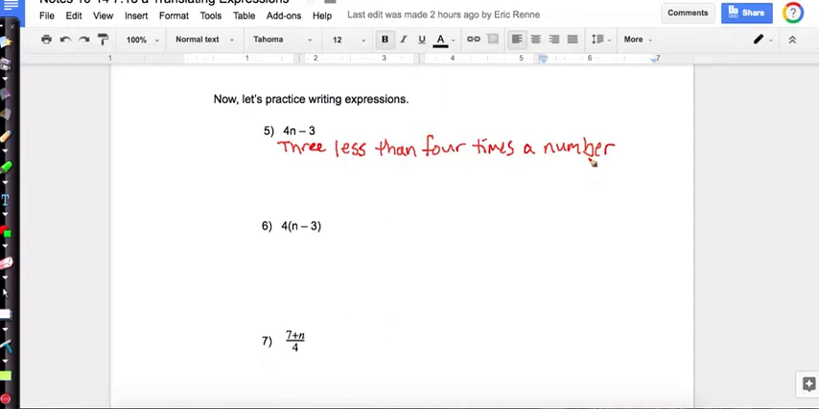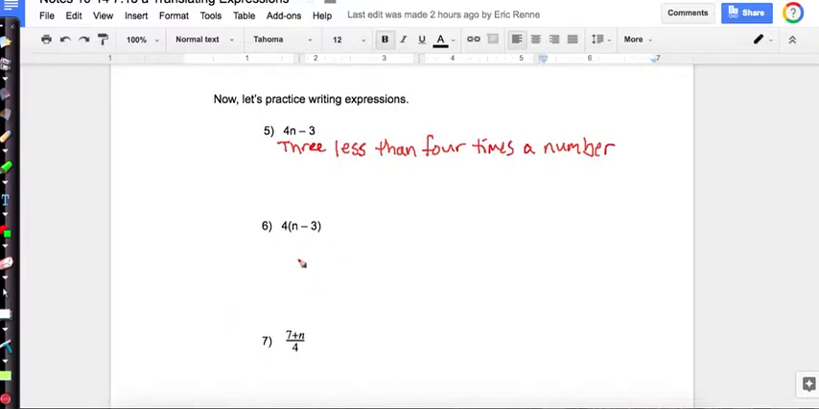Now, can you think of any other ones? And we're not going to write all these down. You could have had 4 times n minus 3. You could have had the product of 4 and a number minus 3. You could have had the difference of 4 times a number and 3, because that would say I'm subtracting. Difference means subtract, so the difference of 4 times a number and 3. So there are so many different ways to write that.